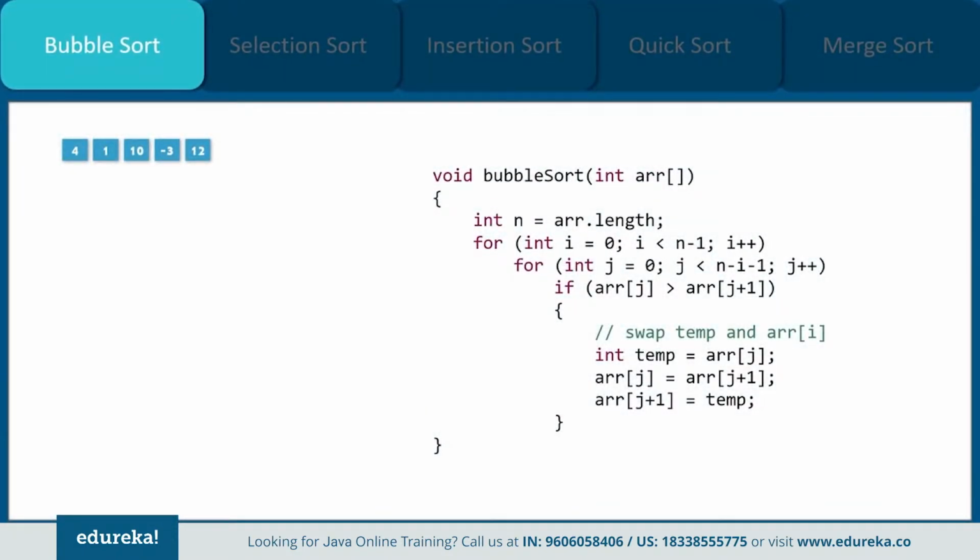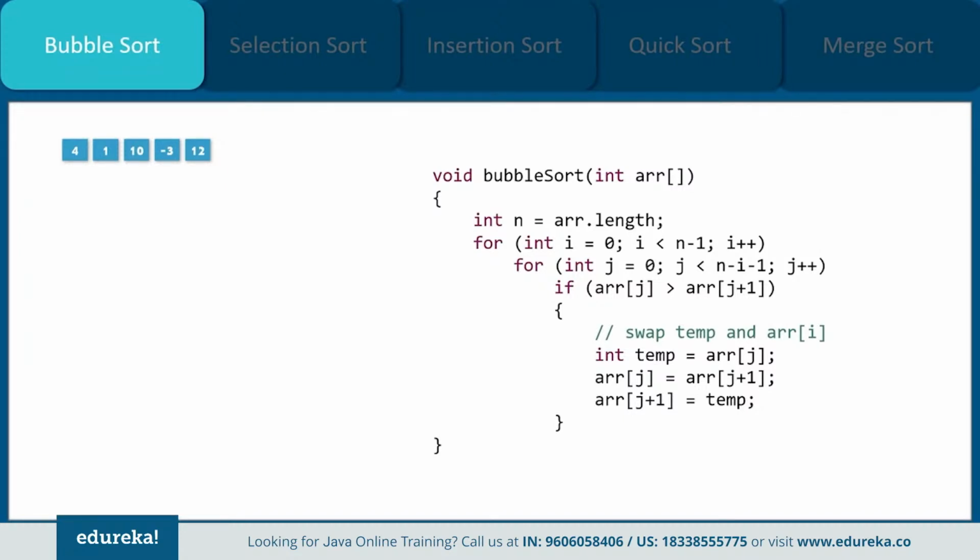Given the sorting techniques, bubble sort is one of the simplest sorting algorithms, right? It performs swapping of the adjacent elements in case they are in the wrong order. We always swap the adjacent elements if they are in the wrong order. We are considering that we are going to sort the array elements in ascending order. Let us see how it works. Consider that we have a set of elements: 4, 1, 10, -3, and 12.